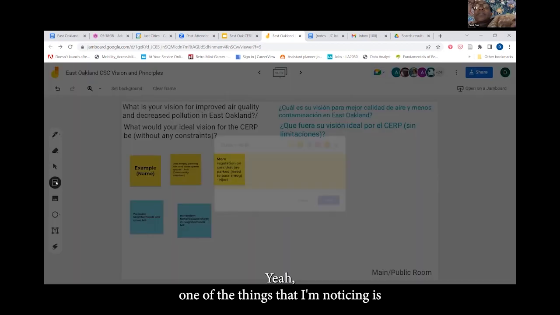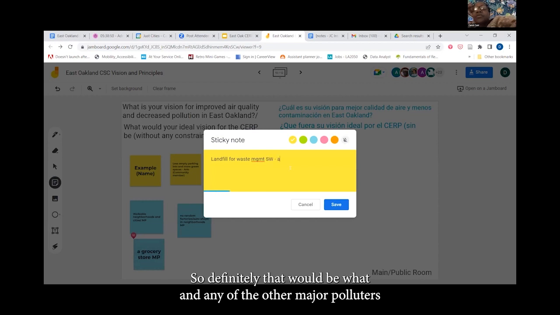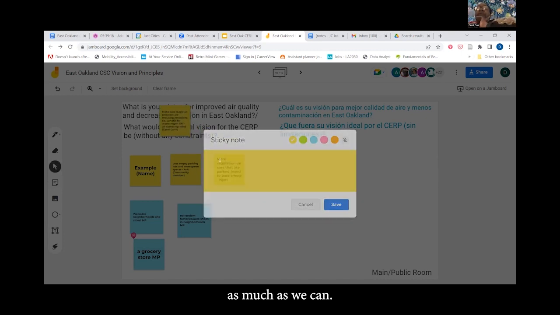And then Carol. Yeah, one of the things that I'm noticing is there is a landfill for waste management that is southwest of us, but sometimes air comes upwind. So definitely that would be one. And any of the other major polluters that are around here, to make sure that those major air polluters are reducing their emissions as much as we can. Thank you.